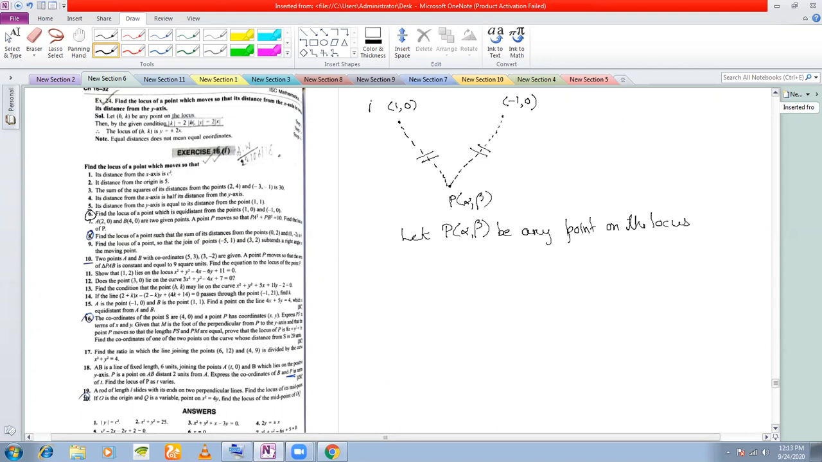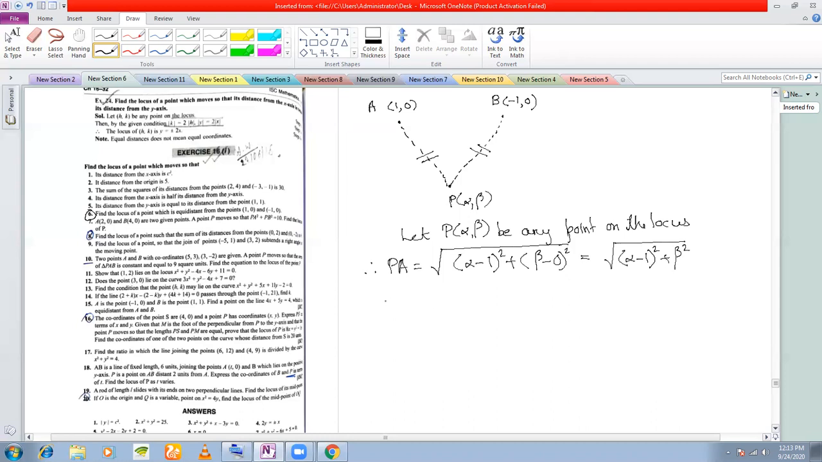Suppose this is your point A, this is your point B. We assume that P(alpha, beta) is any point on the locus. Therefore, what is the distance PA? PA is the square root of (alpha minus 1) whole square plus (beta minus 0) whole square, which is equal to root over (alpha minus 1) whole square plus beta square.